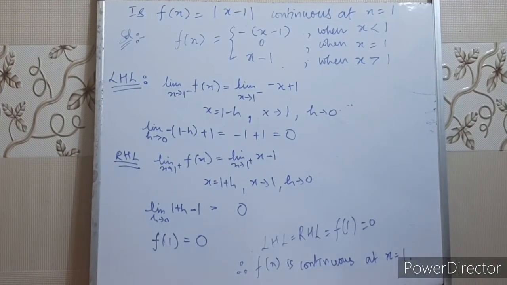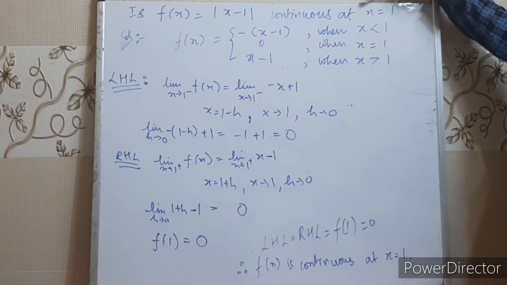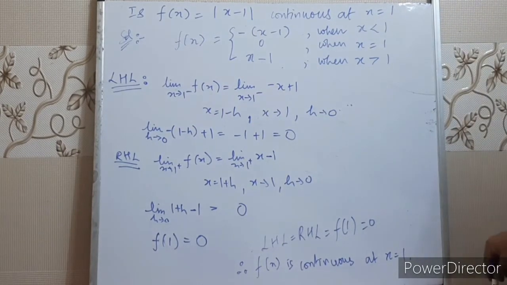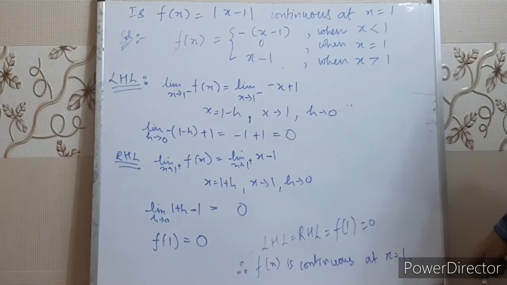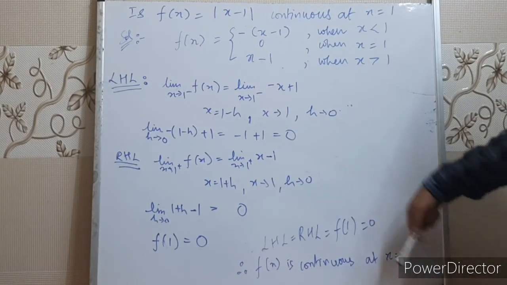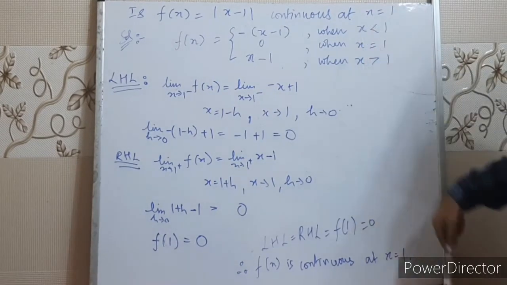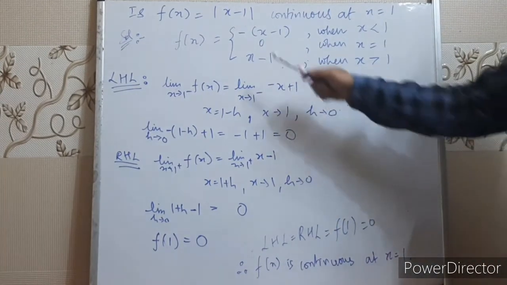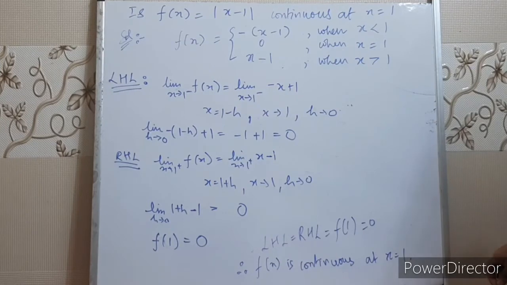Now children, in this sum, the question says whether f(x) equals to mod of x minus 1 is continuous at x equals to 1 or not. We have to check the continuity of the function at x equals to 1. Now this is a modular function. The mod of x could be positive, could be negative. So we can say that if x minus 1 is negative, then x will be less than 1. If you put x equals to 1, you will get 0 value, and x minus 1 will be positive when x is greater than 1. So three cases arise, right?